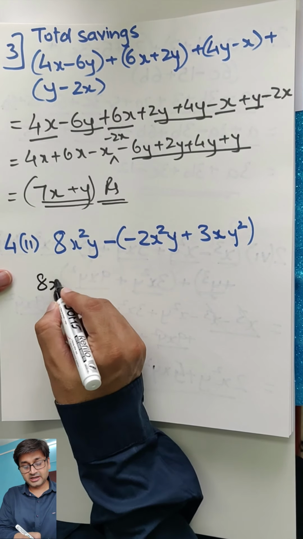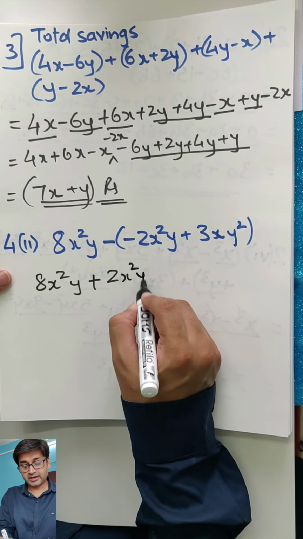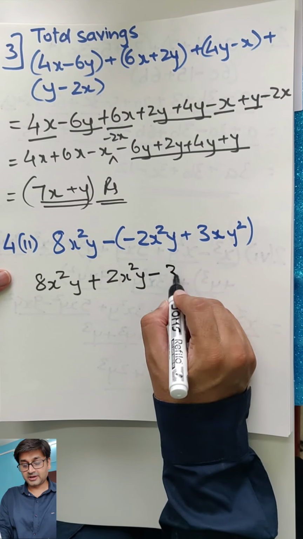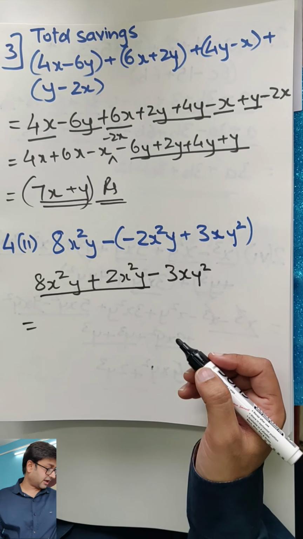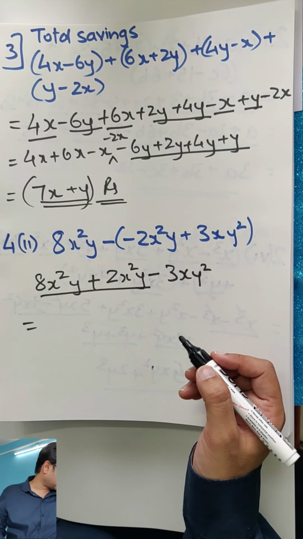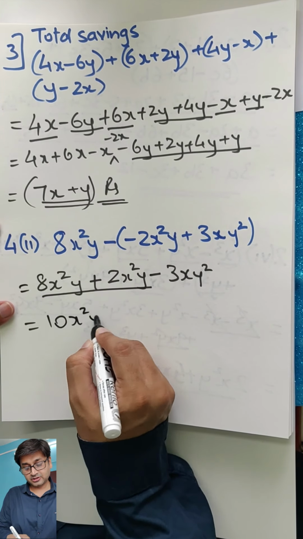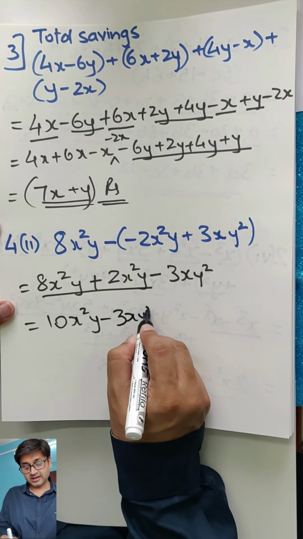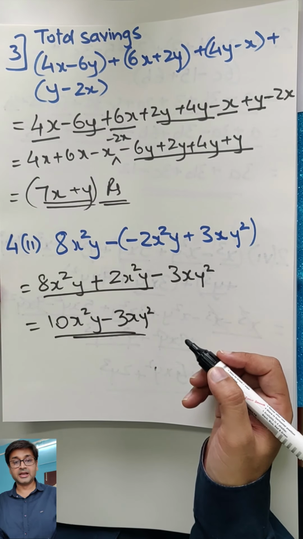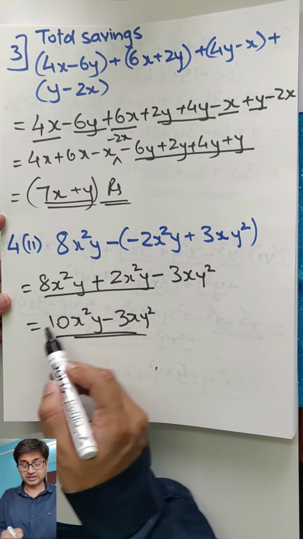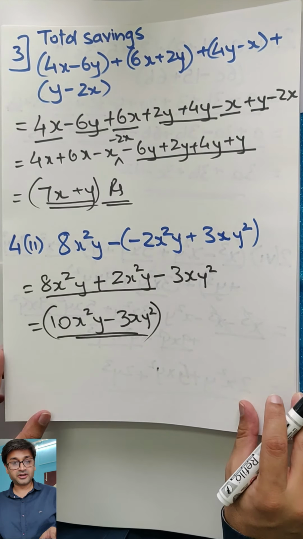Okay. So I will get 8x²y plus 2x²y minus 3xy². These two are like terms. The third part is not a like term, so leave it. So 8 plus 2 is 10x²y minus 3xy². Put an equal to sign everywhere so everything is linked up, and that's your final answer. Put it in brackets. Got everyone?